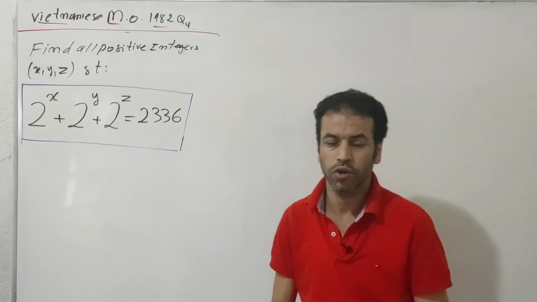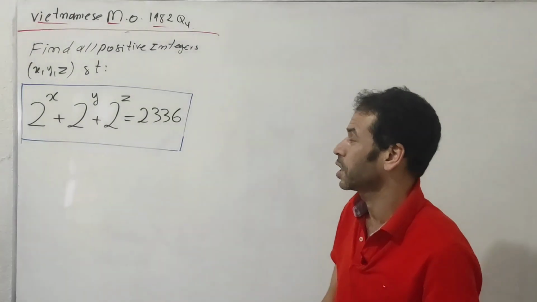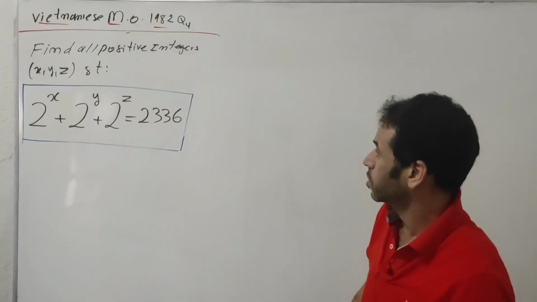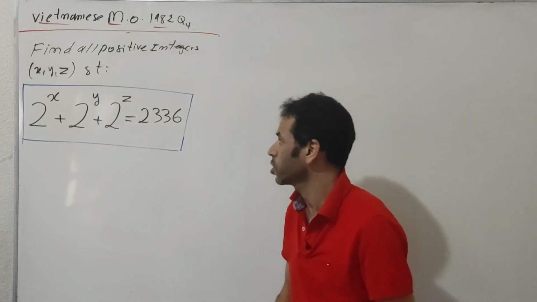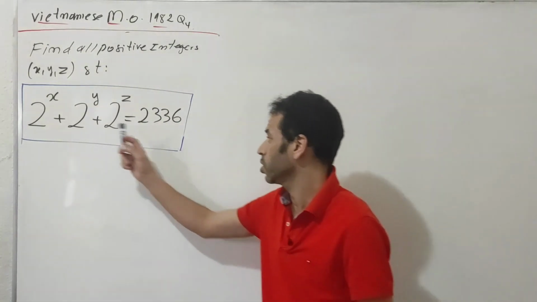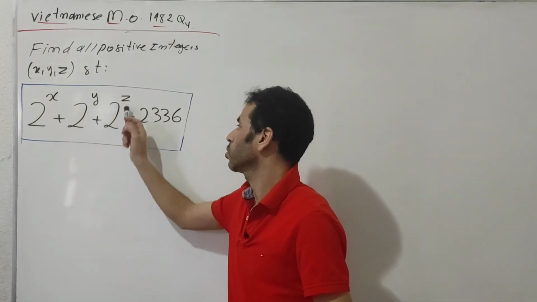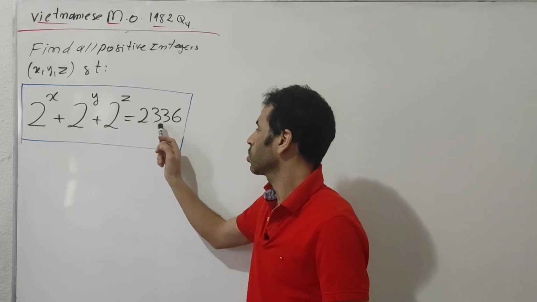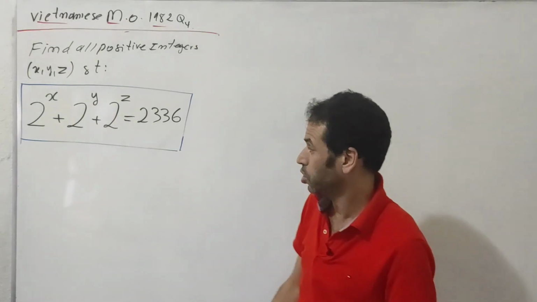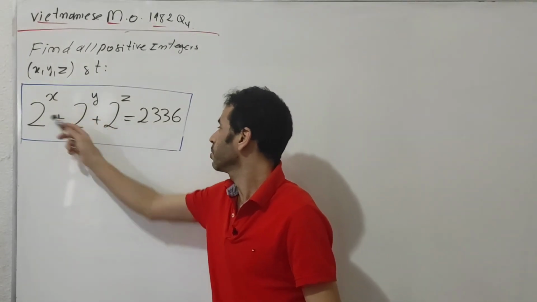In today's video, I would like to introduce you a very nice problem of the Vietnamese Mathematical Olympiad edition 1982, question number 4. Here is the following setup. Find all positive integers x, y, and z such that we have the following equation: 2 to the x plus 2 to the y plus 2 to the z equals 2336.